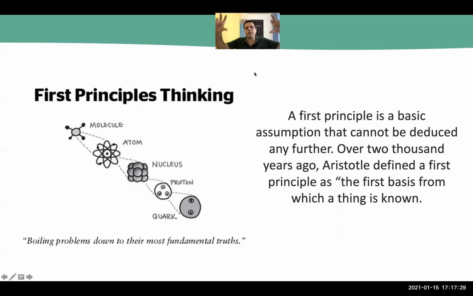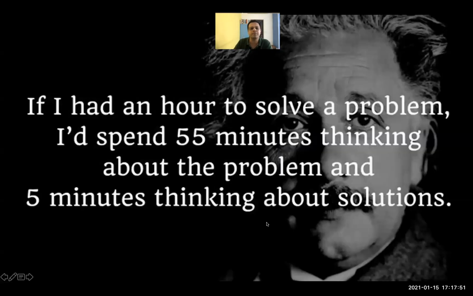If you want to write a good paragraph, you should write good sentences. If you want to write proper sentences, you must be able to build words. And for the words, the unit is letters. Similarly, the first principle thinking he's talking about is a molecule, an atom, a nucleus, proton, and a quark. So, boiling problems down to the most fundamental truth.